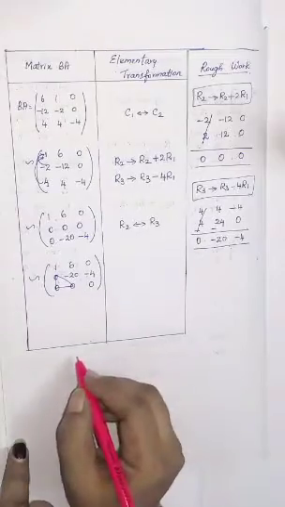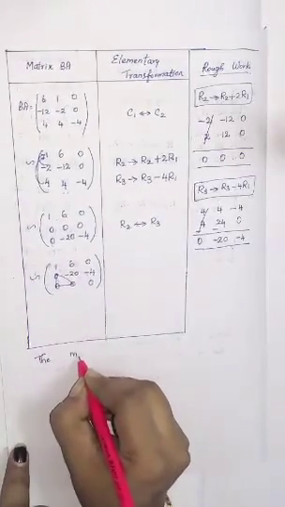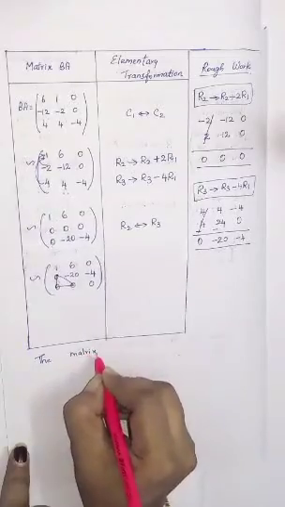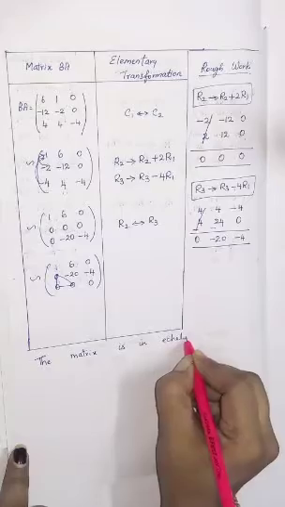So now we have got the echelon format over there, otherwise triangular format. So this matrix is in echelon form.